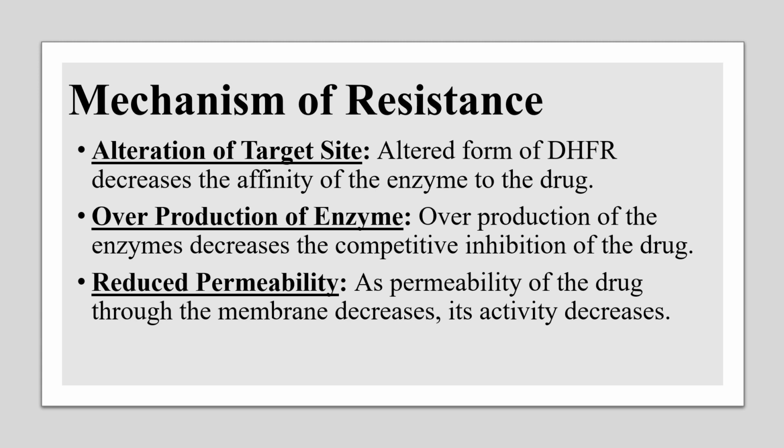So let's talk about its mechanism of resistance. One of the mechanisms by which resistant strains have acquired resistance is the alteration of its target site, which in this case is the enzyme dihydrofolate reductase. Altered enzyme results in decreased affinity with the drug, making the drug inactive. Other than alteration of target site, strains have also become resistant because of the overproduction of enzyme. With enzyme overproduction, competitive inhibition of the drug decreases, and this results in increased enzyme activity and thus increased resistance.